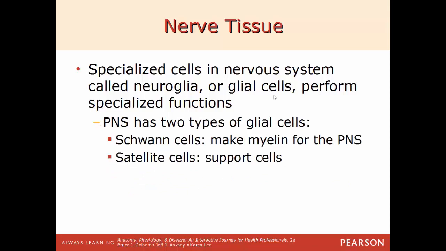Schwann cells. These are cells that make myelin, but only in the peripheral nervous system. Schwann cells and oligodendrocytes have exactly the same function, but one is in the central nervous system and one's in the peripheral nervous system. And lastly, the satellite cells. These are the supporting and nourishing cells for the peripheral nervous system.